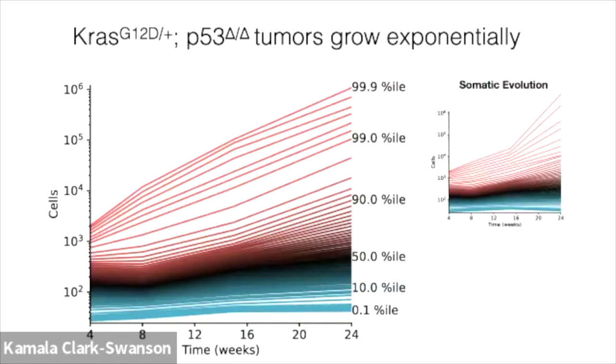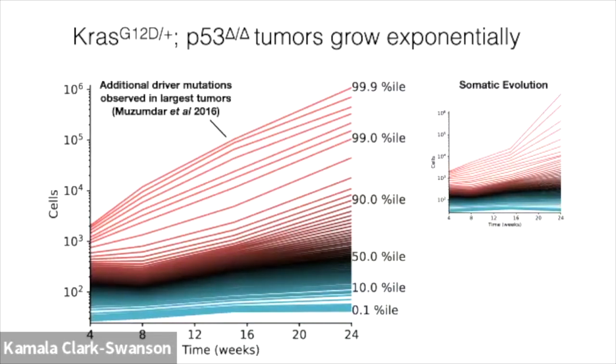I thought what we'd see, from some of the evolutionary modeling that I'd done and others, is a somatic evolutionary process where as variation in growth rates accrues over time, especially in a genomically unstable population like P53, we'd see a fan out in growth rates. We didn't see that.